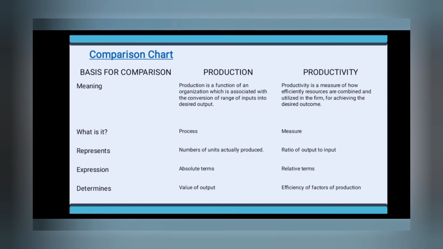What is it? Production is a process, and productivity, here you can measure, represents the number of units actually produced, the ratio of output to inputs. In production, expression is in absolute terms, and in productivity, relative terms. Production overall determines the value of output, and productivity, the efficiency of factors of production. This is our overall comparison chart between production and productivity. There are 5 main comparisons: meaning, what is it, represents, expression, and determines. Here you can see overall definitions of production and productivity in our next slide.